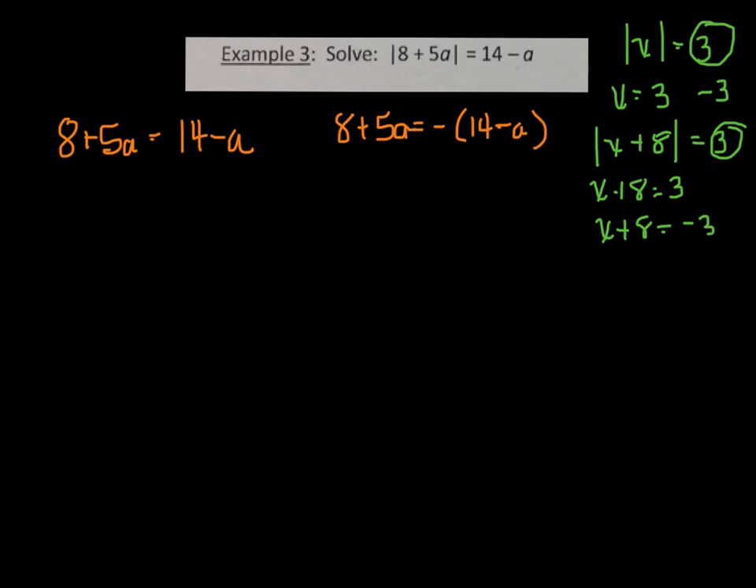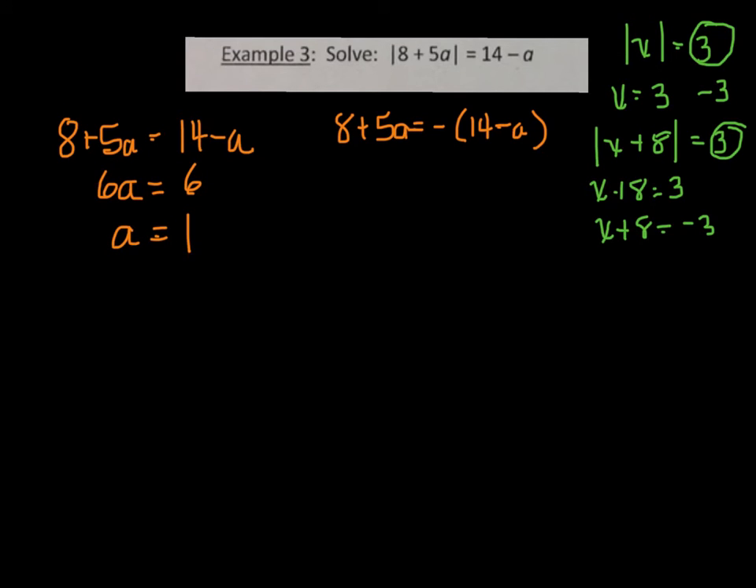Now I would just solve. So I'm going to add a to the left, and I'm going to subtract 8 from the right. Divide by 6, and I get a equals 1. Now, all of those instructions that I just said, you probably should have put in your notes right here. Add a to this side and get 6a, subtract 8 over here and get 6. Divide and I get a equals 1.